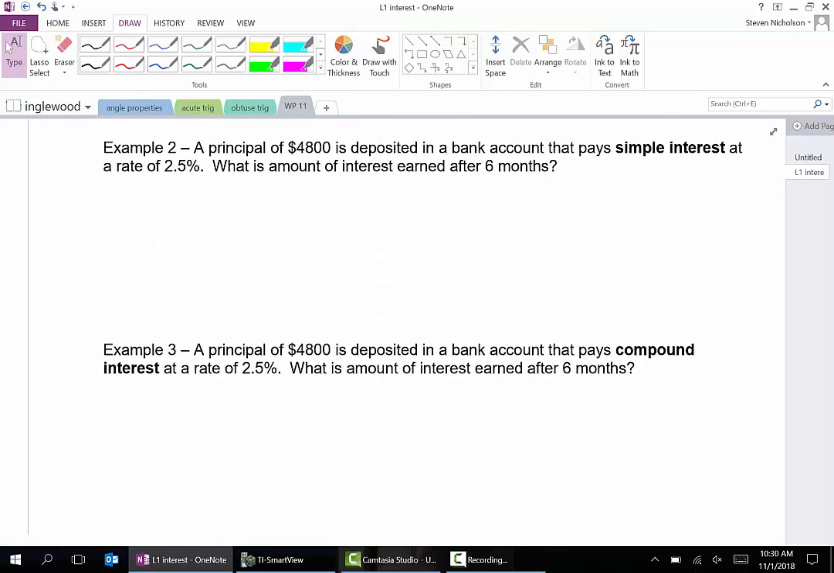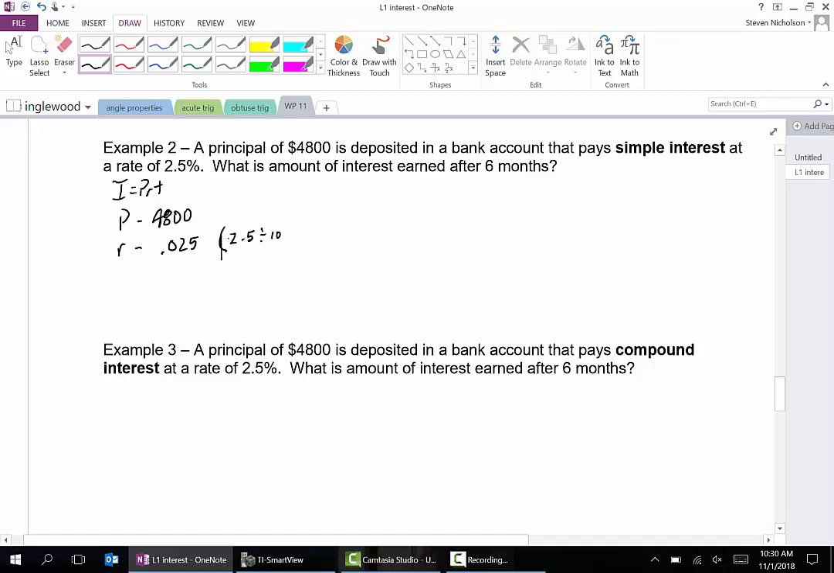We'll do the simple and we'll do the compound and we'll see what the difference is. So in this one right here, we're going to use our simple interest formula. I is equal to PRT. And again, get in the habit of labeling. The amount of money we invest is $4,800. The interest rate is 2.5, which is 0.025.